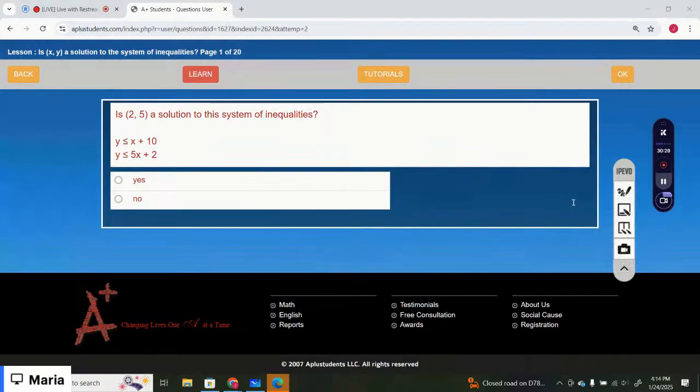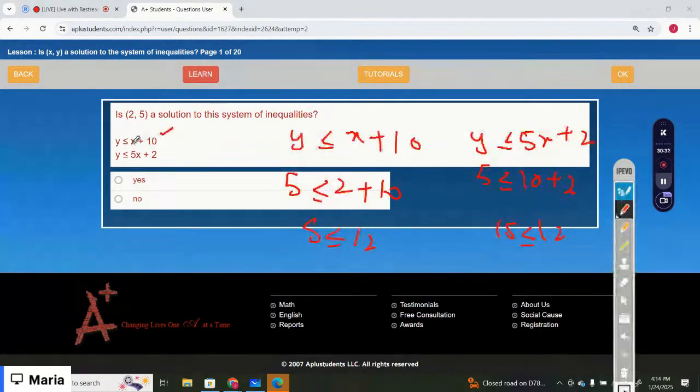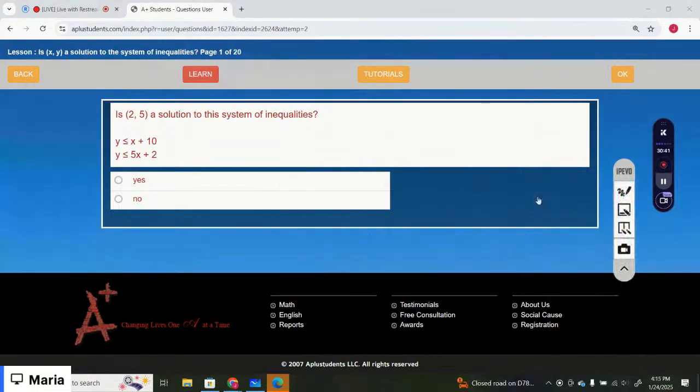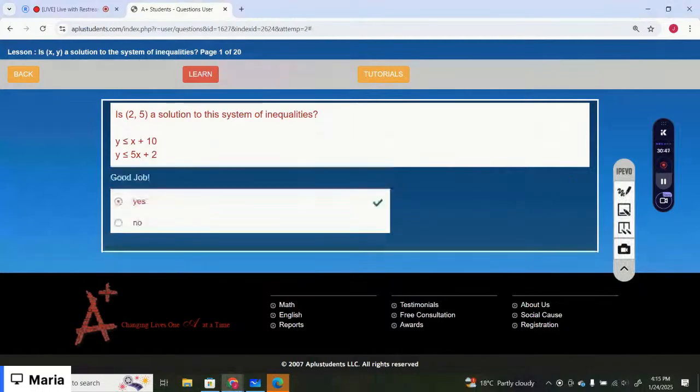The point is (2, 5), right? So both the inequalities satisfy the point. That means yes, (2, 5) is a solution of the system of inequalities. Option number 1 is the correct option.